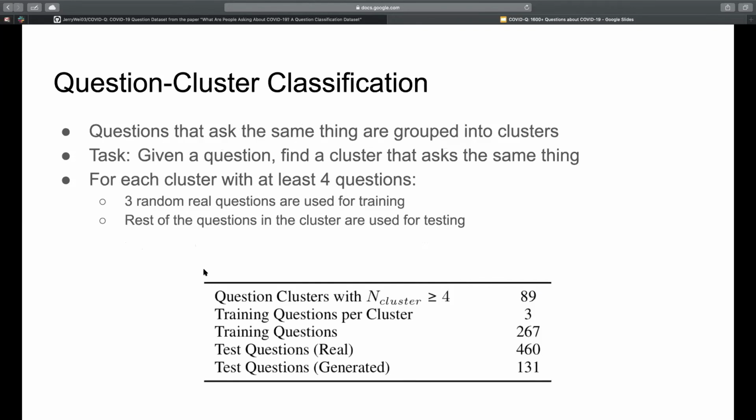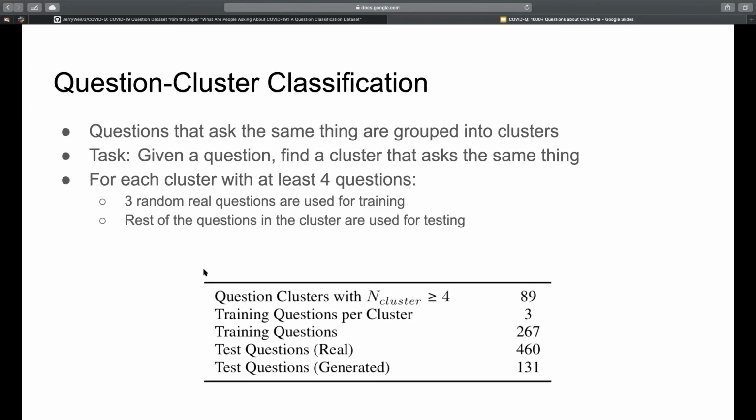Our second task is the question cluster classification task. Here, questions that ask the same thing are grouped into clusters. And the task is to, given a question, find the cluster in the dataset that asks the same thing. So to split our dataset into the question cluster classification task, we only consider questions with at least 4 questions in them. So for each of these clusters with at least 4 questions in them, we use 3 random real questions for training and the rest for testing.